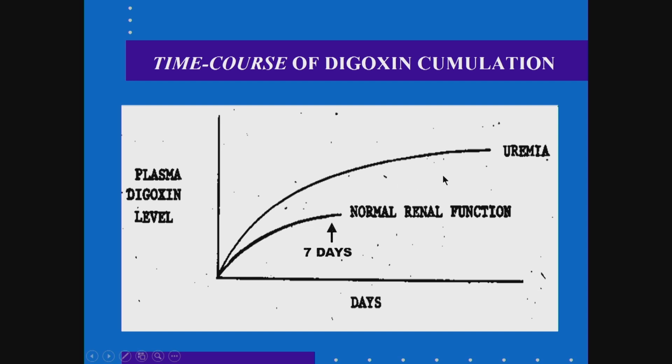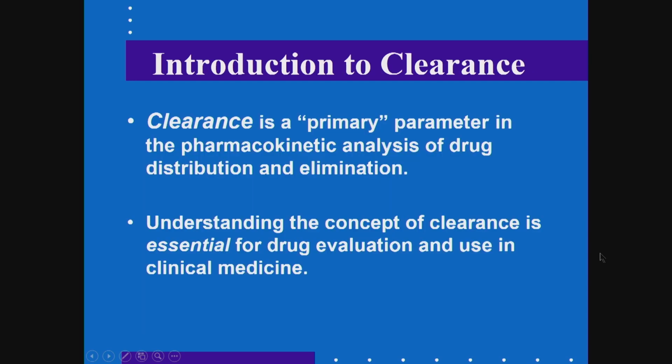But the other thing that is important is to recognize that you will not reach the plateau in the patient with impaired renal function until later. This is normal renal function, normal half-life for digoxin. This is impaired renal function and a prolonged half-life for digoxin. Consequently, you will not achieve that steady state concentration until later, in this example, until 14 days of dosing have taken place.